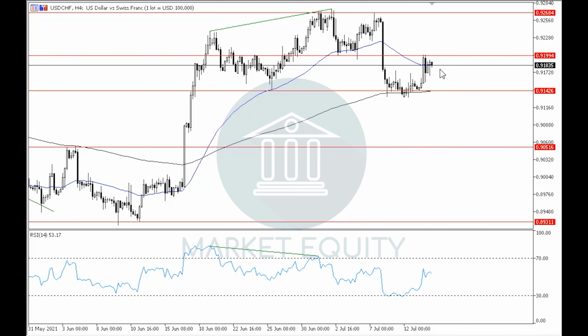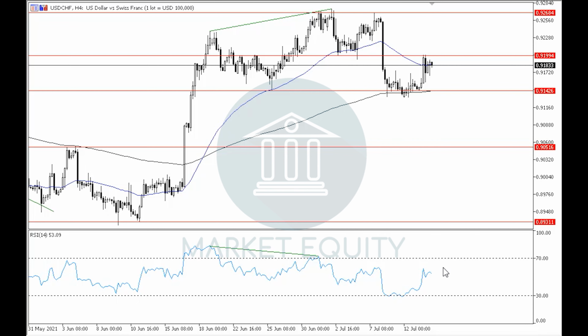downwards off of, and by holding below it and breaking down through level 0.9140, it will support the continuity of the downtrend in the 4 hour time frame and the targeting of around level 0.9050 and then around level 0.8930 as primary targets in the downtrend.